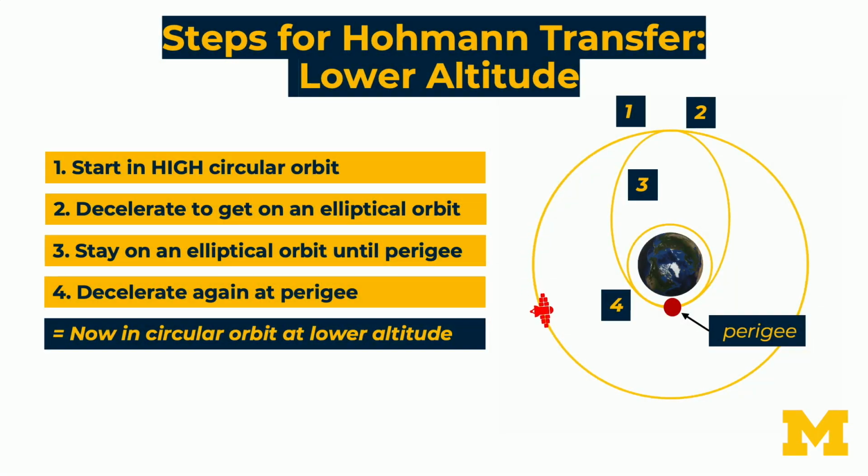Now, the interesting thing is that you can do exactly the same maneuver, but to go from a high orbit to a low orbit. You start at a high orbit, say geosynchronous orbit, and then you decelerate, which puts you on an elliptical orbit back down towards Earth. And then once you get to where you want to be at perigee, you slow down again. And so instead of continuing on that elliptical orbit, you slow down and you stay at the circular orbit. If you had a geosynchronous satellite and you wanted to bring it down to low Earth orbit, you would do this type of a maneuver. You would do a Hohmann transfer.